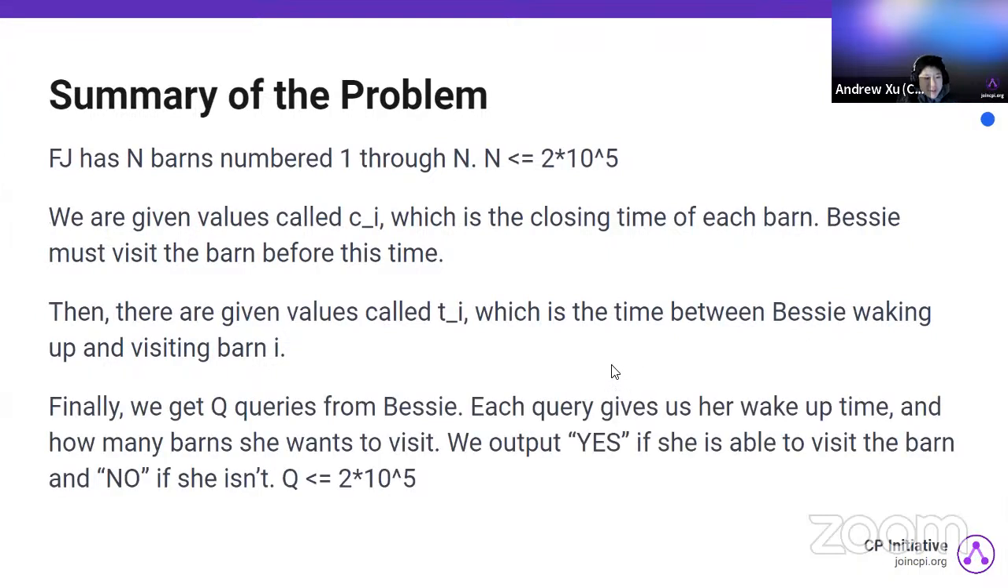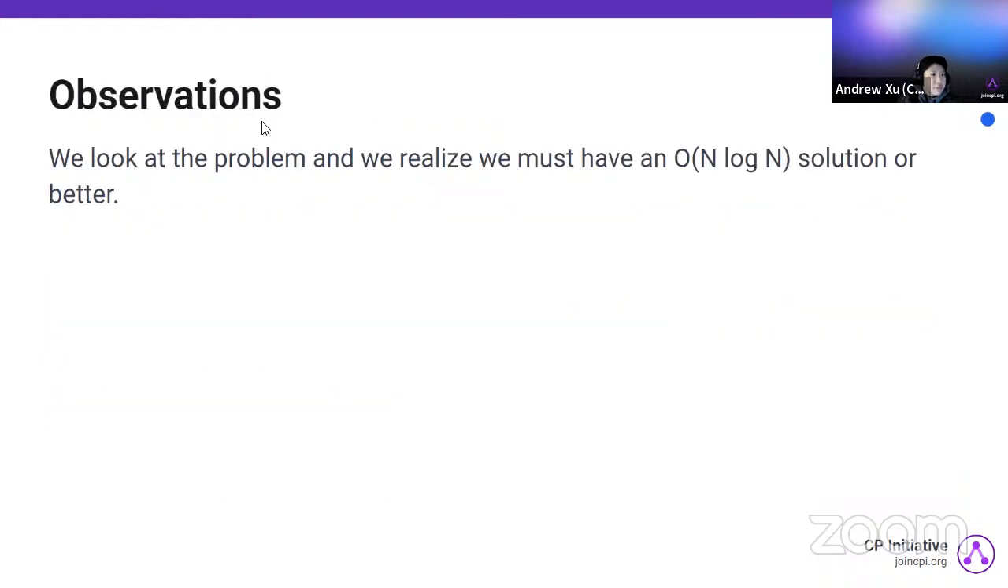Finally, we have Q queries from Bessie. Each query gives us her wake-up time and how many barns she wants to visit. We output yes if she is able to visit the amount of barns she wants to, and no if she isn't. The amount of queries is less than or equal to 2 times 10 to the fifth.